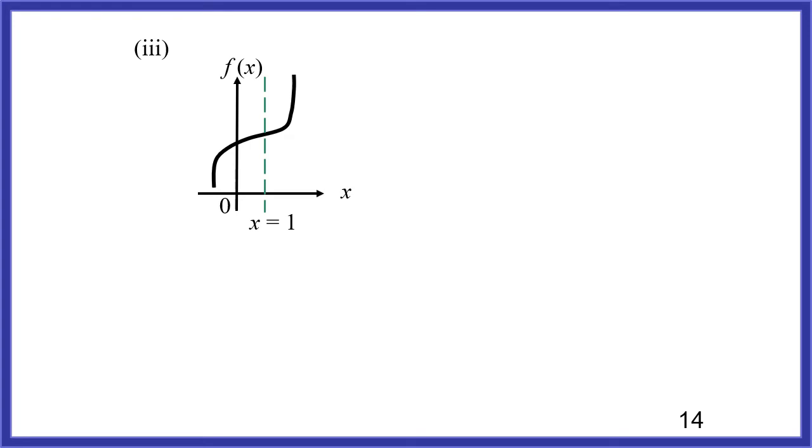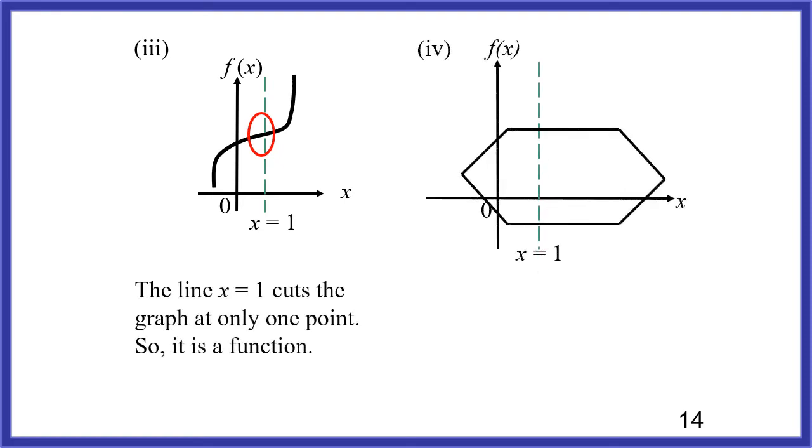Okay, how about number 3? So if we move around the vertical line, or maybe if you draw on your paper, you can test by using your ruler. Move your ruler and check whether it will cut through at 1 point or at 2 points or more than 1 point. So for this number 3, the line x equal to 1 cuts the graph at only 1 point. So it is a function.